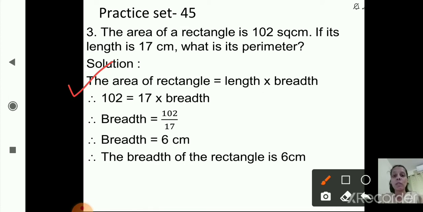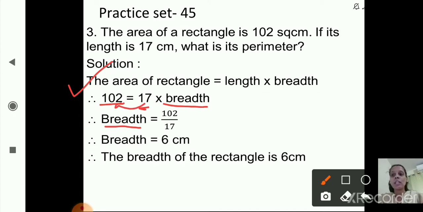What is the formula to find out area of rectangle? L into B, that is length multiplied by breadth. Now what is the area of rectangle? That is given, 102 square centimeter. So we will write down 102. 102 is equal to length is 17 and breadth is not given, that we will find out. So we will write down breadth as it is. Now breadth we have to find out, so we will write it here. Breadth is equal to, now this 17 will go to this side, so it becomes divide.